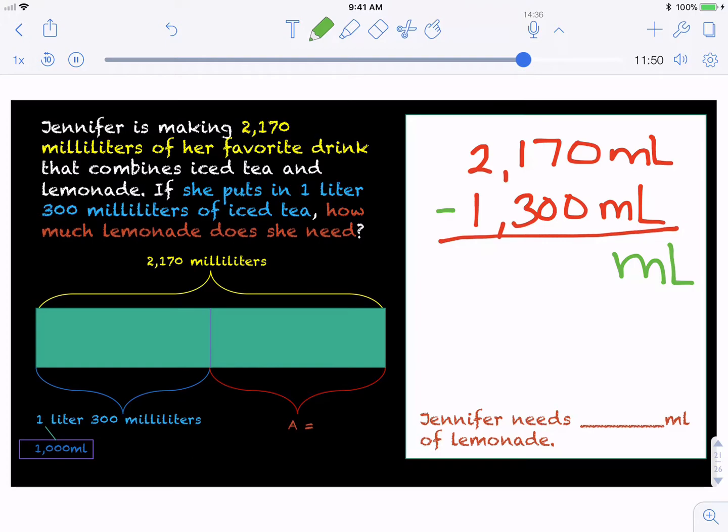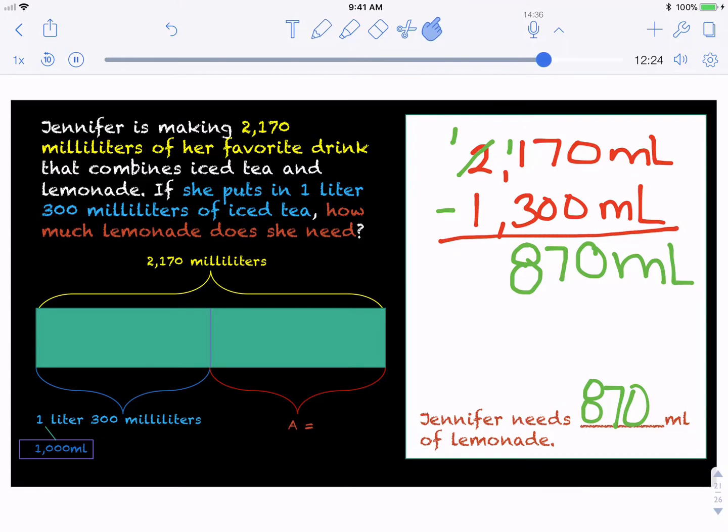So I have 0 minus 0 is 0. 7 minus 0 is 7. 1 minus 3, can't do that, so I got to borrow from the neighbor. I borrowed 1 from the neighbor. The one I just borrowed goes in front of the neighbor. So 11 minus 3 is 8. And then 1 minus 1 is 0. So Jennifer needs 870 milliliters of lemonade. If she does 871, I have a feeling it might spill over the top. And then she might not be very happy.